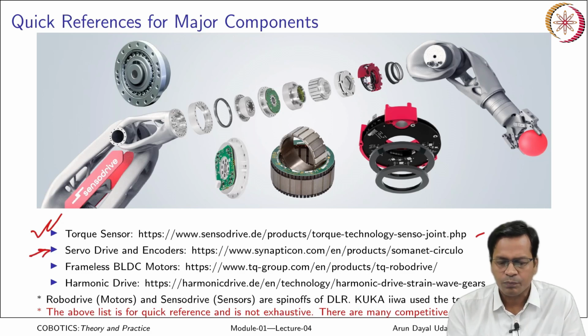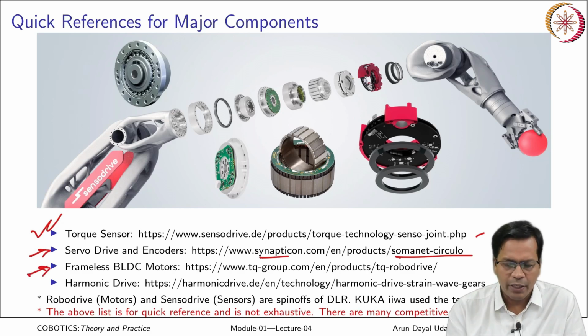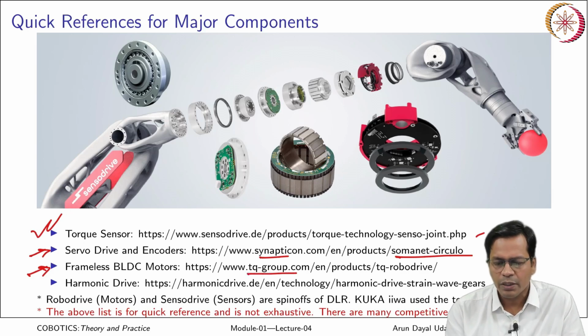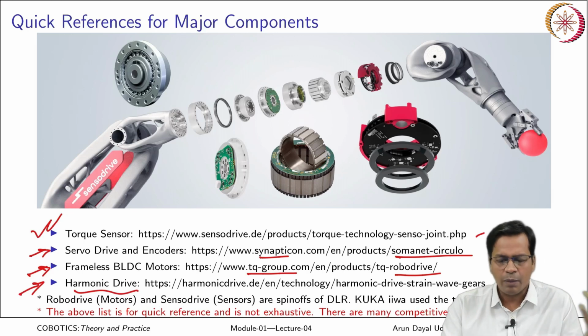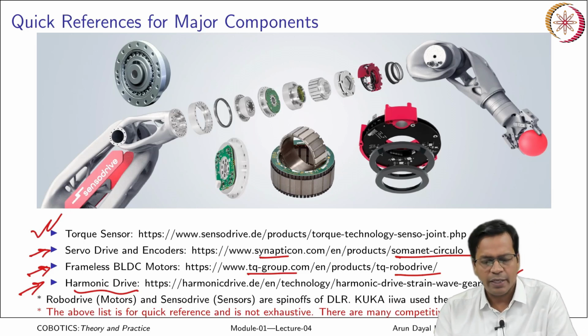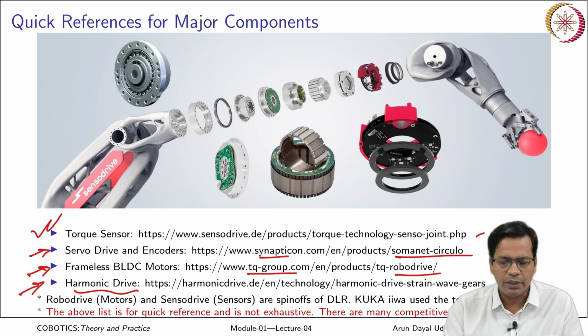For servo drives, I have mentioned Synapticon, Somanet Circulo. For a frameless motor, it can be a Kollmorgen or Beckhoff, kind of BLDC motors you can also put, but I have put TQ Group, a robot drive which was also used by KUKA earlier. Harmonic drive I have mentioned here, Harmonic Drive AG, a German company. But there are many others, like Shimpo, a Japanese company, also making harmonic drives. So this is not an exhaustive list again.